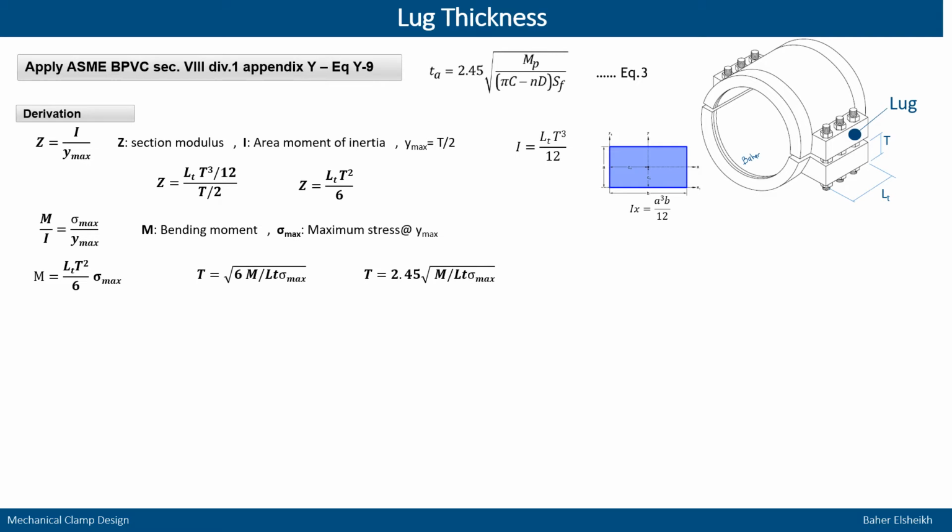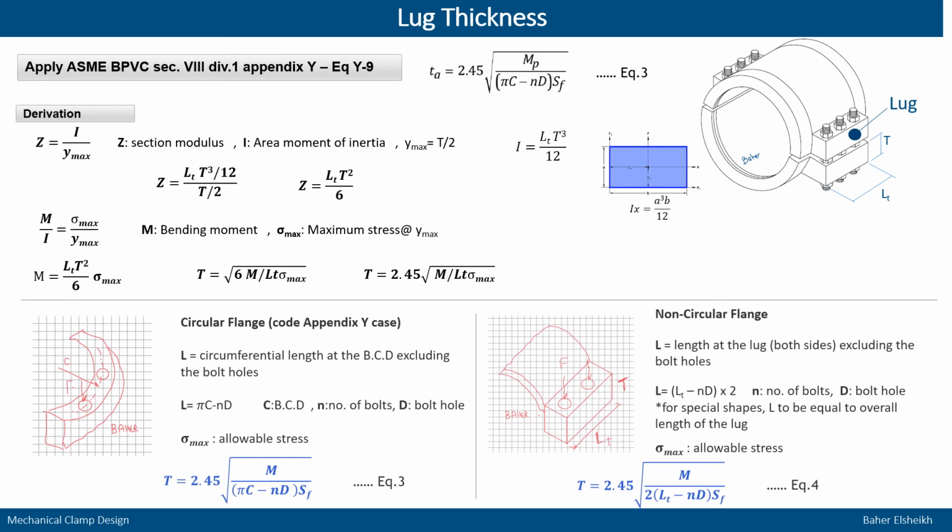From this equation we can get t equal to the square root of 6M over L sigma maximum, which is 2.45 square root of M over L sigma maximum. Now just compare this one for the circular flange, the shape of Appendix Y in ASME Section 8 Division 1.